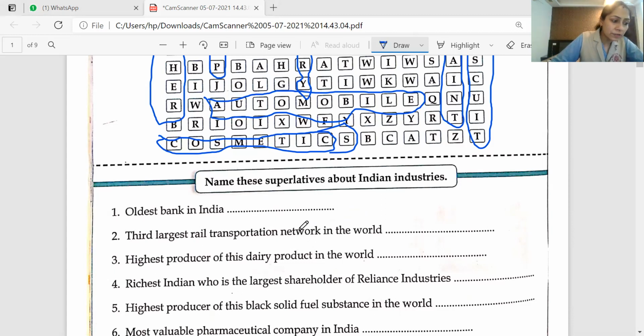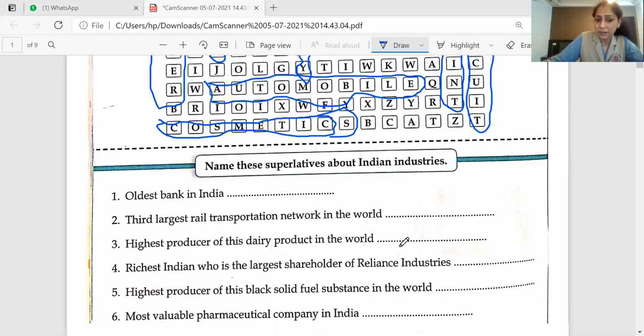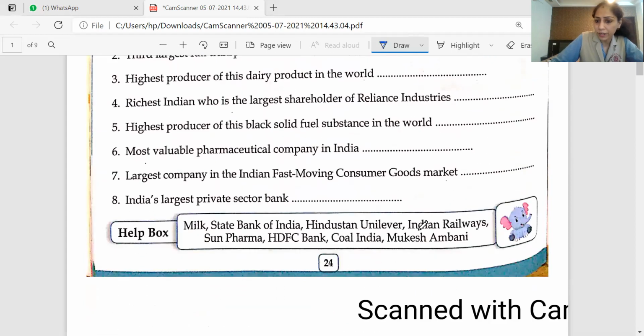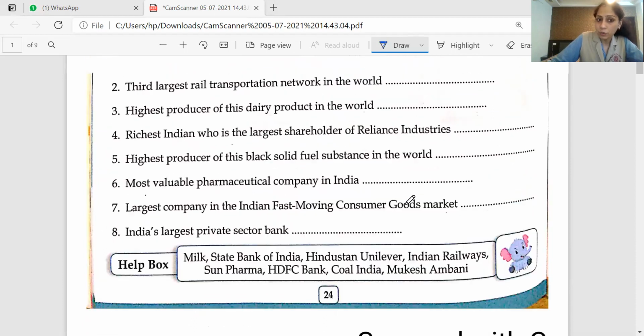Third largest rail transportation network in the world. Third largest, Indian Railways. It is Indian Railways, and the answers are given over here also. Indian Railways. For State Bank of India, you can copy it from here. This is Indian Railways. Okay.